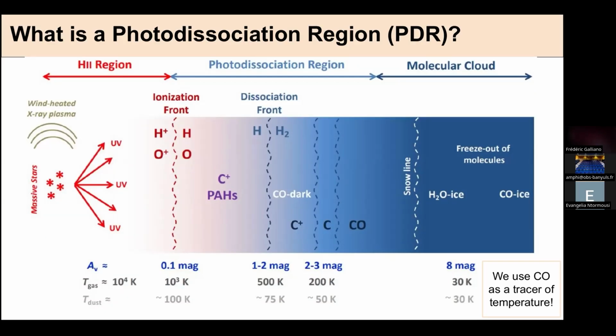You can see here that we span a range of AV, and we also span a range of gas temperature as well as density. You can see here in the deepest parts of the PDR, where the molecular cloud is, we have CO, and we can use CO as a tracer of the temperature, which is something we'll talk about next.